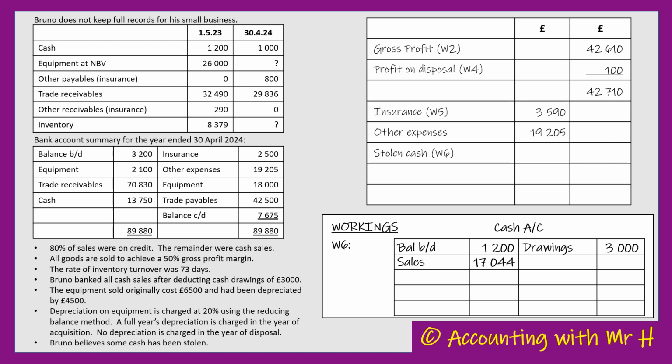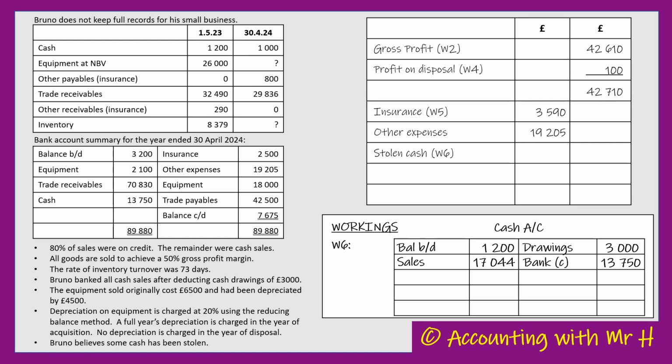So if his cash sales were 17,044 and his drawings were 3,000, so basically he took £3,000 for himself and then he banked the rest of the cash sales. So that means he banked, or should have banked, £14,044. However, if you look in the bank account summary, we can see on the debit side it's got cash £13,750. And this is where we're suddenly realising that, yeah, he's right, some cash has obviously gone missing.